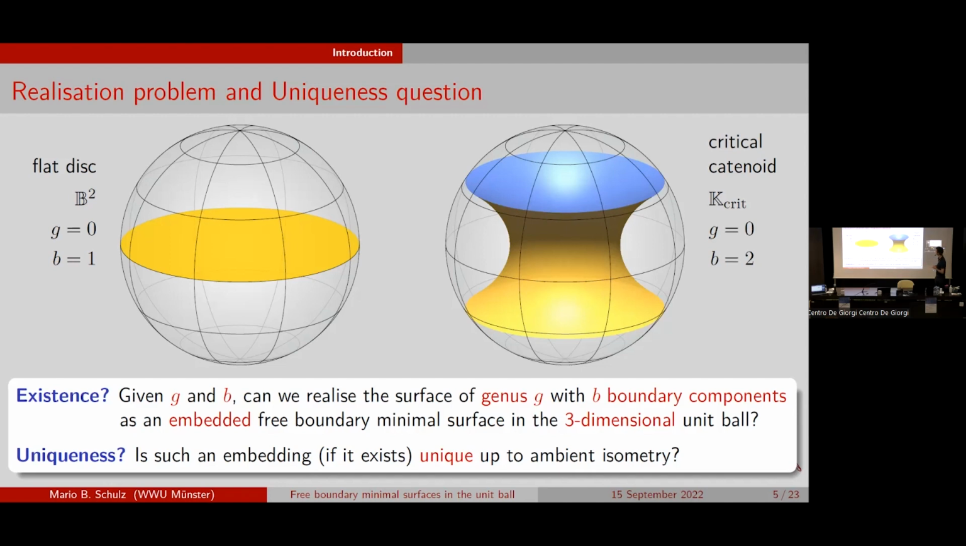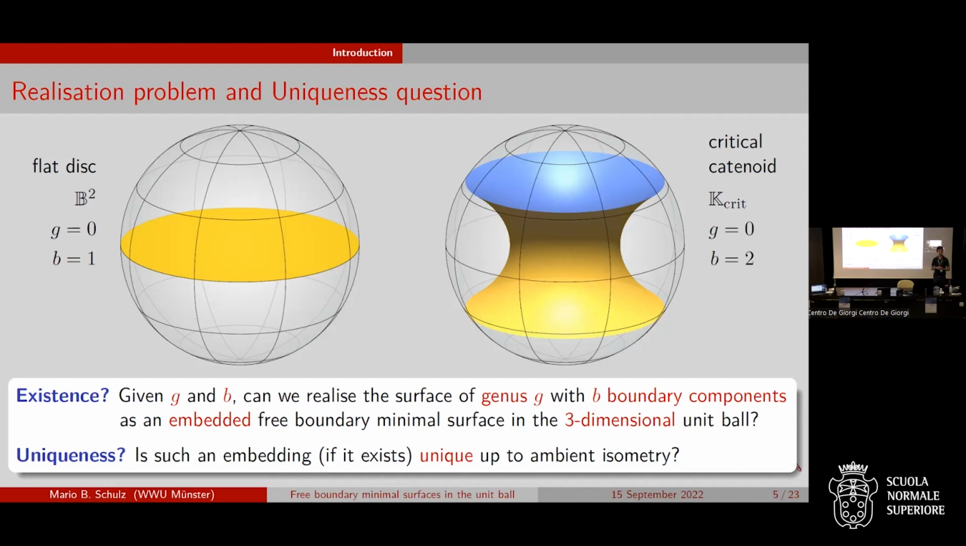Right. So here the critical catenoid, you see, it's given by the usual catenoid with the right scale restricted to the unit ball, and then it will meet the ball exactly orthogonally. That's the free boundary situation. And so here we'll have a surface with genus 0 and 2 boundary components, while the disk is, of course, genus 0 with 1 boundary component.